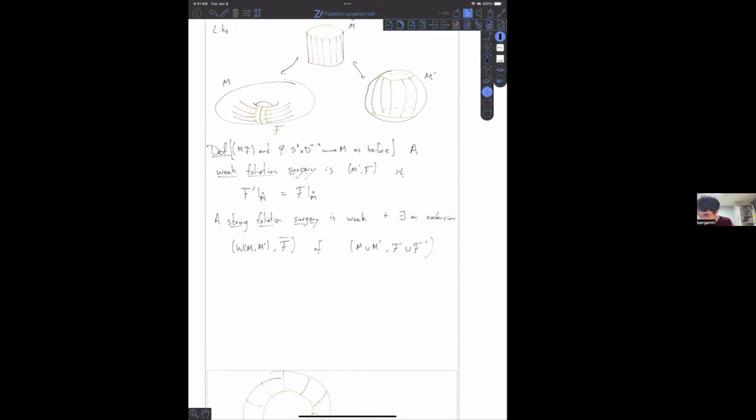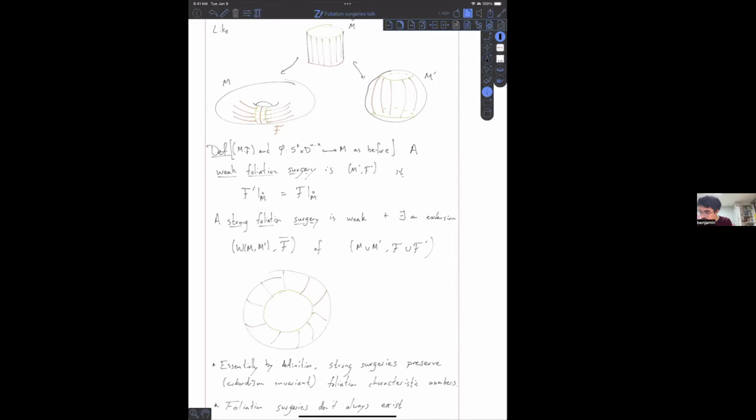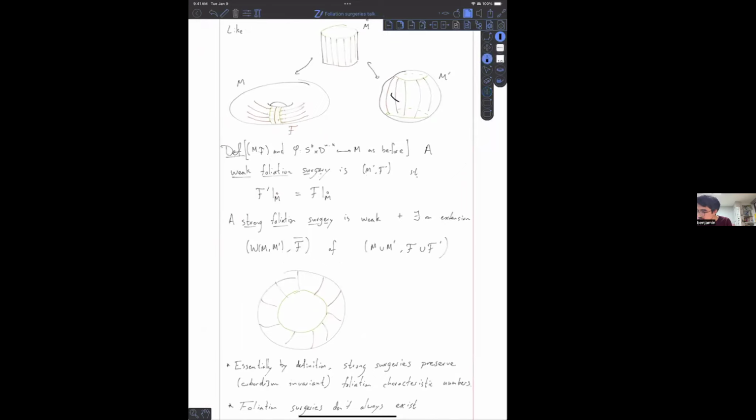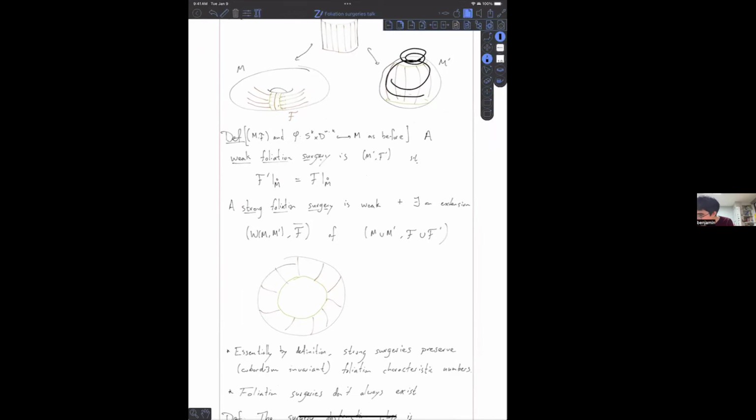You might ask, can we close up this surgery here to get a foliation surgery? I kind of drew the picture already. You can imagine doing this spinning maneuver again. This is a top-down view of this one, of course. And so in this case, you can. So sometimes foliation surgeries exist. But it turns out sometimes they don't exist.